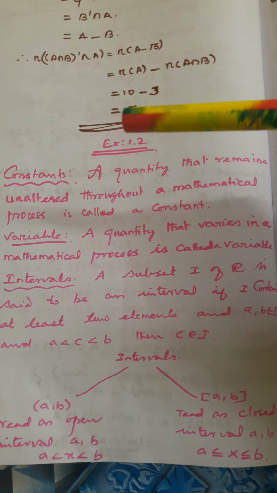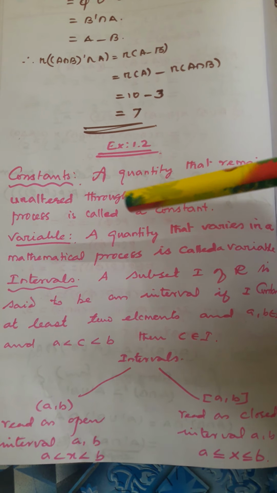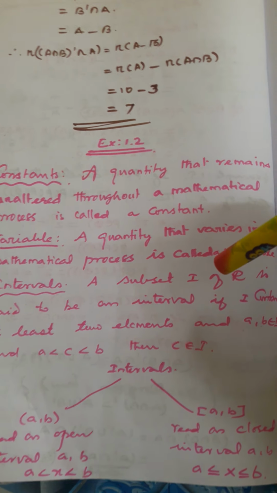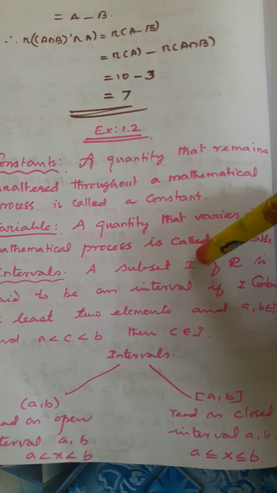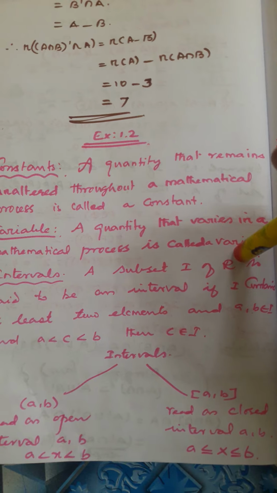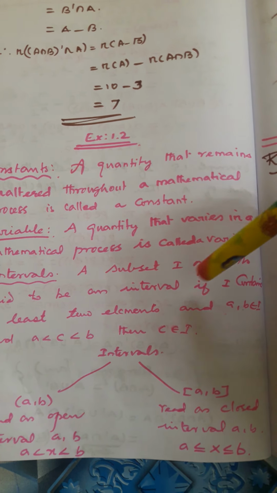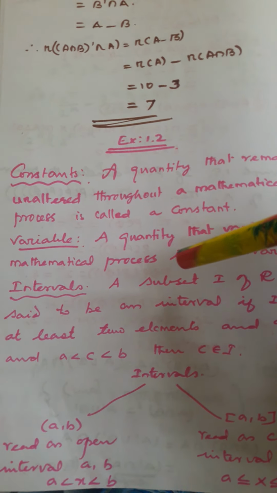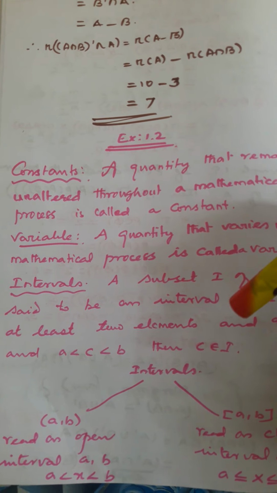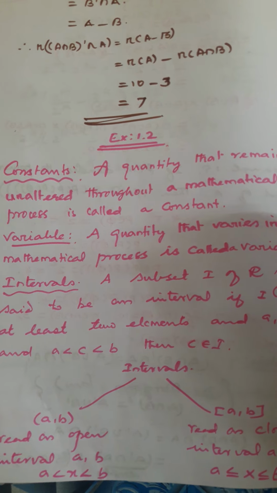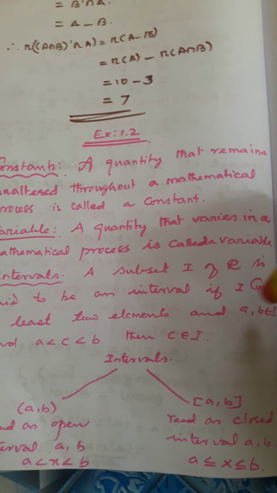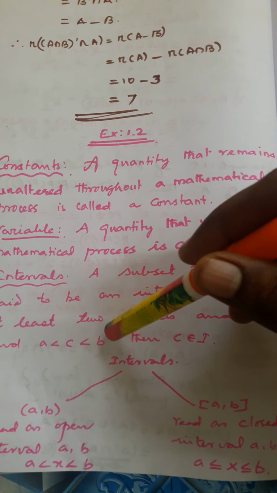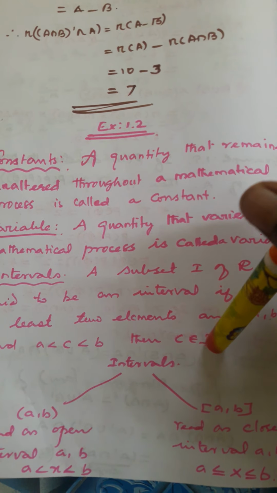Like that, the next one will be intervals. A subset I of R is said to be an interval. A subset I of R, you know what is R, real numbers, is said to be an interval if I contains at least two elements. What is the meaning of at least two elements? We need two numbers like 4, 5 or 2, 3, and a, b belongs to I, and a is less than c less than b, then c belongs to I.